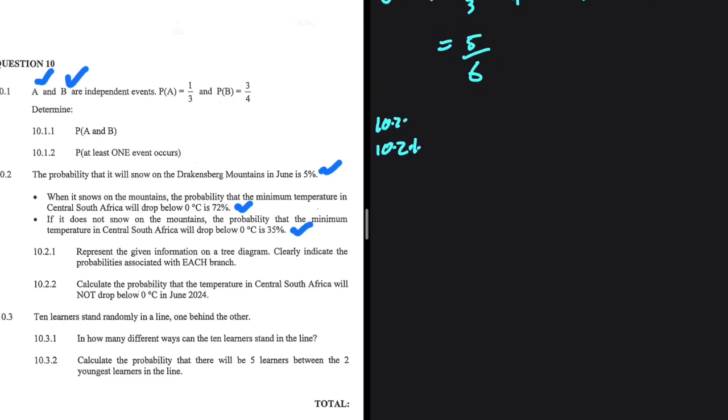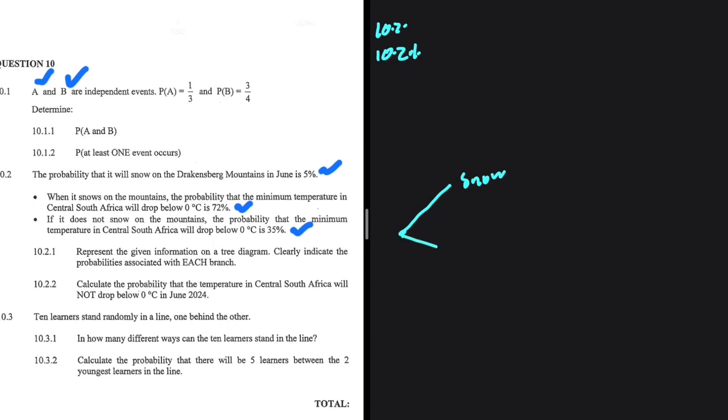Clearly indicate the probabilities associated with each branch. 10.2.1 is probably setting us up to do 10.2.2. But let's just go ahead and solve this problem. We have 10.2.1. We're supposed to represent this in a tree diagram. Well, let's start. So it's either it is going to snow or it is not going to snow. So snow and not snow. One of those two has to happen. It's either it is snowing or it is not. It cannot be in between or both at the same time.